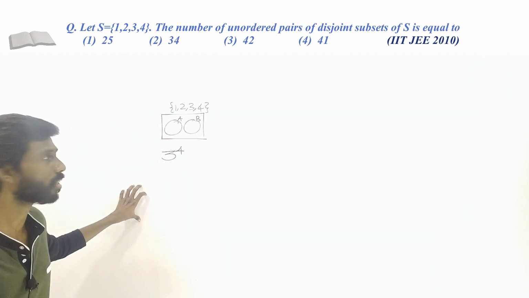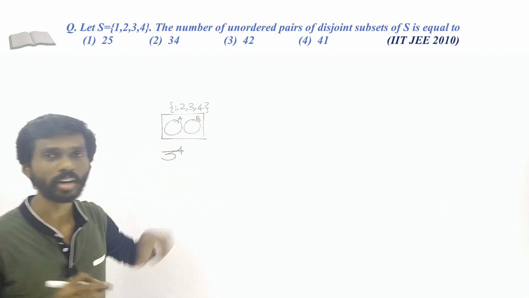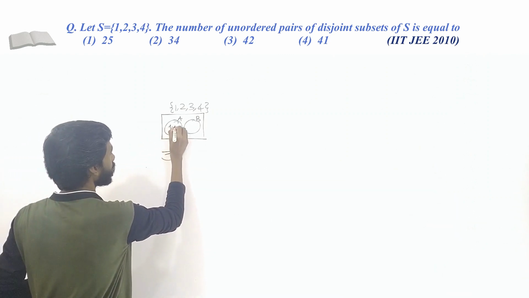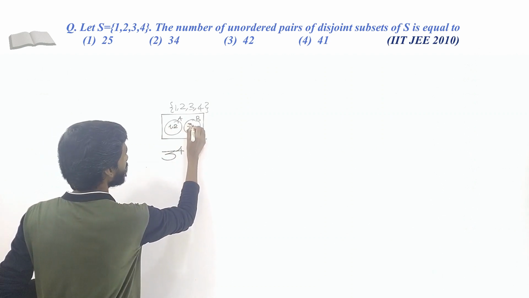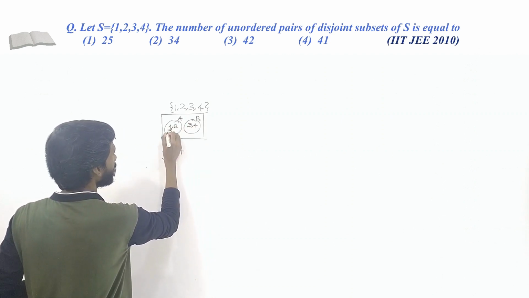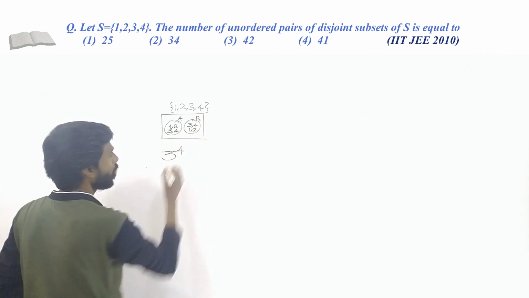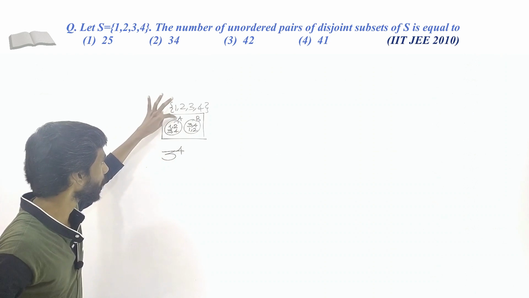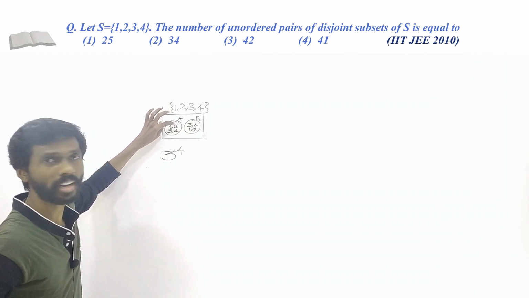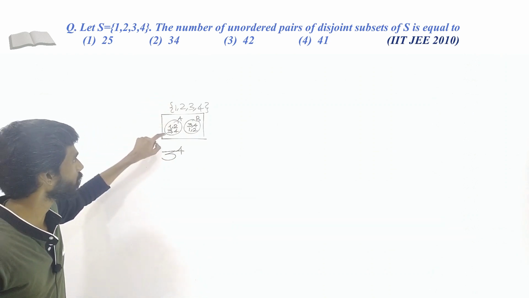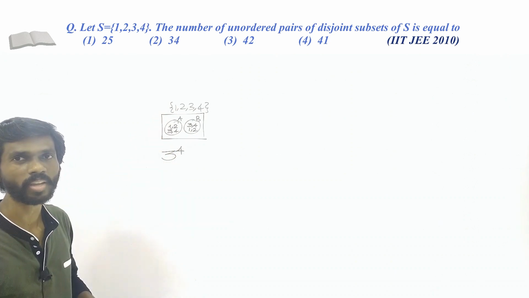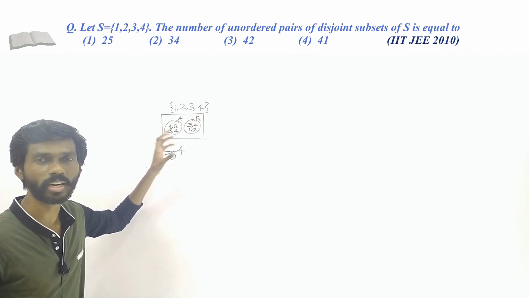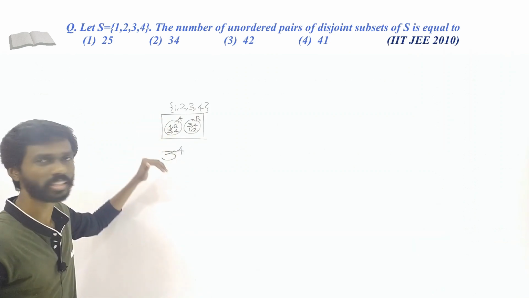But that is not the answer. It is given that these two are unordered subsets. What are unordered subsets? Take this example: A has 1 and 2, B has 3 and 4. Take another example: A has 3 and 4, B has 1 and 2. Are they different or the same? If they are ordered subsets, they have a name, A. So 1 and 2 are in A in the first case, and in the next case 3 and 4 are in A. Obviously, they are different. But if they are unordered subsets, there is no labeling, right? So one set has 1 and 2, the other set has 3 and 4. So both cases are considered the same.